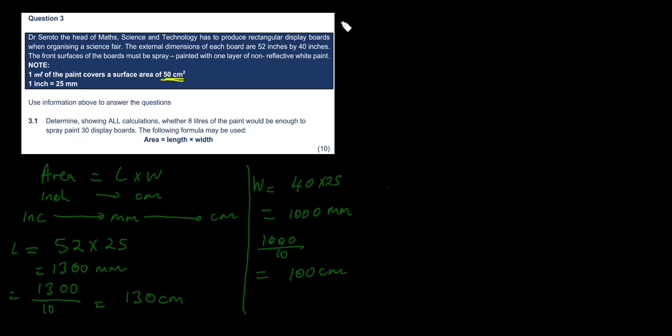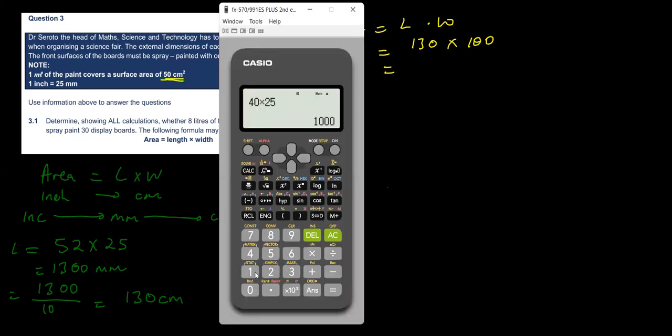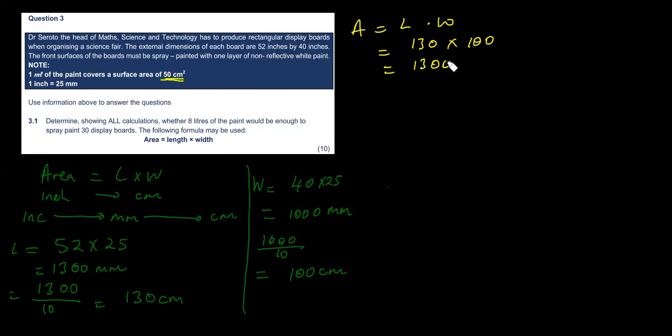Now we can play around with the area. So you can use a different color here. The area is length times width. What is our length? 130 times 100. 130 times 100 is going to be, just add 2 zeros there, 13,000. So it's 13,000 square centimeters.